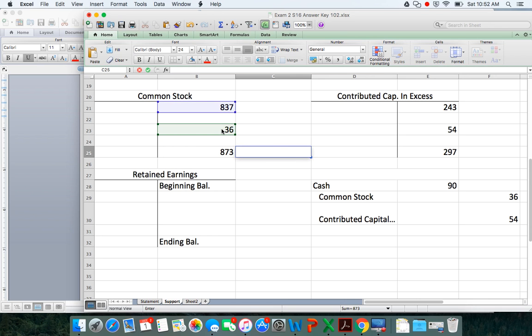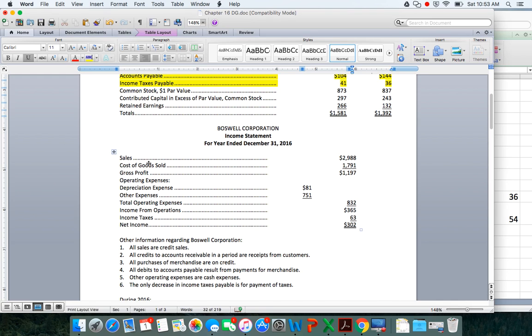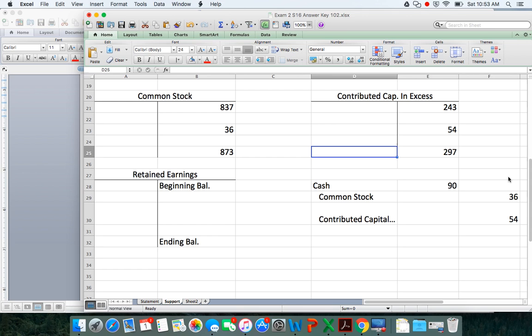I verified that one. All right, I know that contributed capital began with 243. I know that I increased it by 54, which gives me an ending balance of 297. Matches the ending balance that's in there. I can verify that one. Okay, so let me just check those off. Check off my common stock account. Check off my contributed capital in excess account. You can see there's just one more financing activity account that I need to work with, and it's that retained earnings number right there.